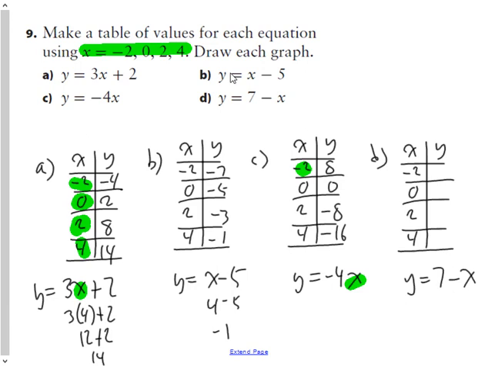And finally, the last one, if I substitute -2 for my x, I get 7 take away -2. Of course, when you're subtracting, it's easier to add the opposite to get 9. 7 take away 0 is 7. 7 take away 2 is 5. And 7 take away 4 is 3. I made a mistake somewhere: 7 take away 0 is not 0, it's 7. So 9, 7, 5, and 3.